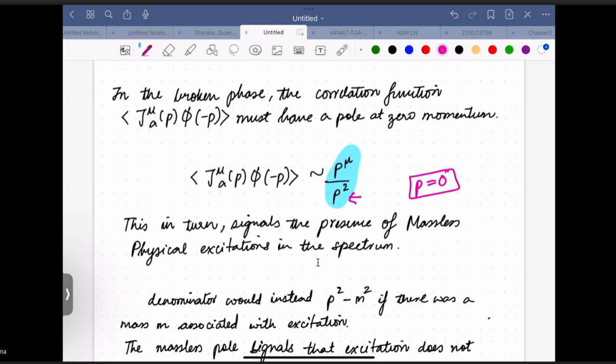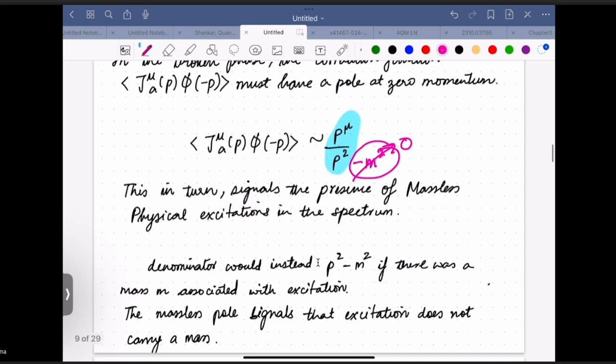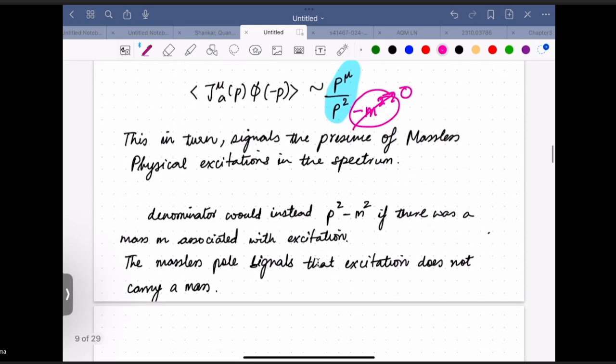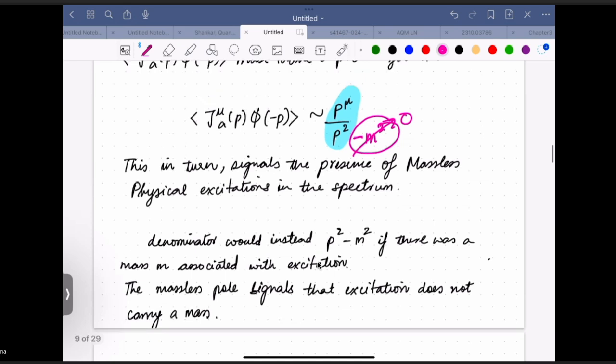Now remember in QFT, you must have seen this. You always have p square minus m square. Here it's massless, so this term just goes to 0 anyway. So the massless pole signals the excitation does not carry a mass, as in that is our Goldstone boson, right? So physically it tells us these excitations also require no energy to be excited at long wavelengths. This is why they're massless, so there's no cost associated with these small oscillations.